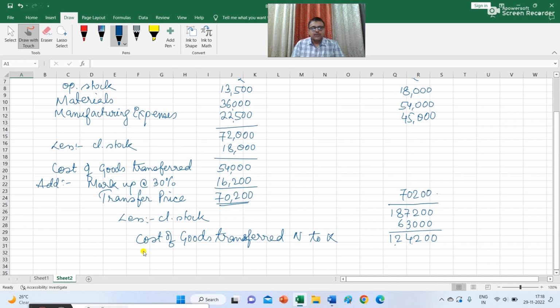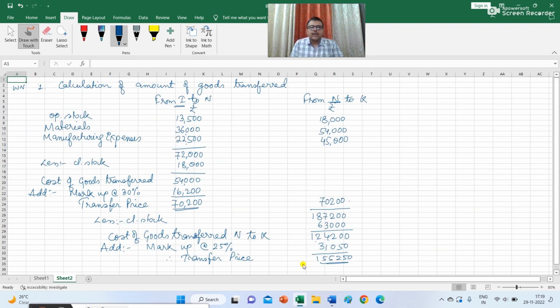1,24,200. So there was a markup of 25% by Department N. So I am writing here markup at the rate of 25%. So 25% of 1,24,200 is 31,050. Therefore transfer price is 1,55,250. So this is working note number 1.